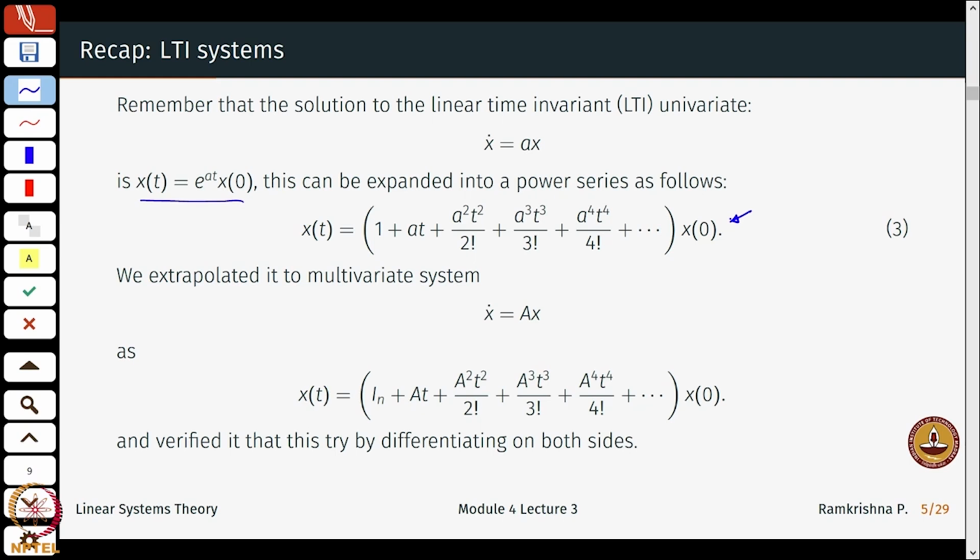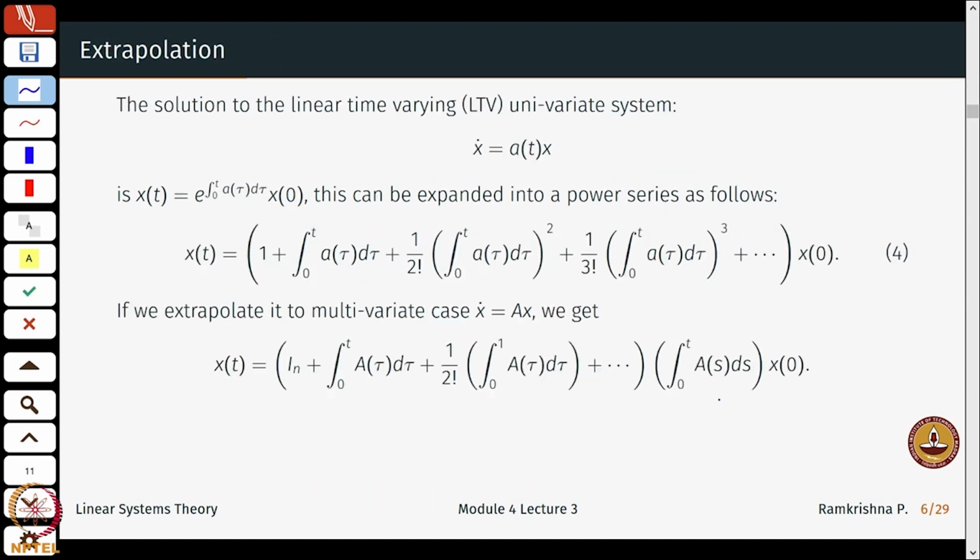Of course, we did not do it blindly, but we actually verified that this was a solution to the vector differential equation, by verifying the initial condition and also that this solution satisfies the differential equation. Okay. And now, can I just do the same for the time varying case?